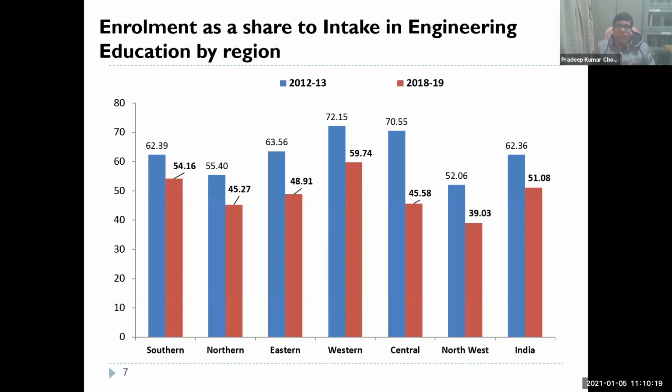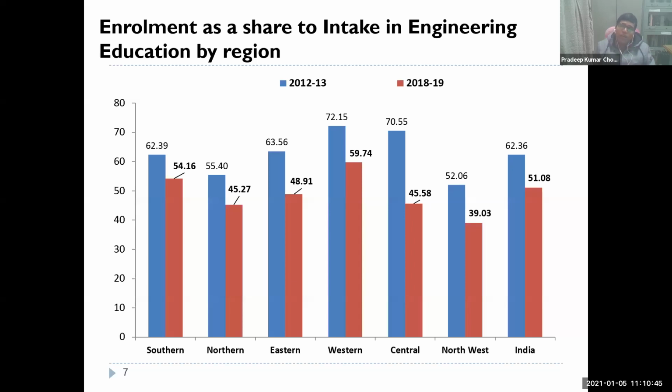It is very high in the western region, that consists of Mumbai and Goa and other states. If you see, 50-60% of the seats are vacant in the western region. Also in the southern region, it is 54%. In the northwest and eastern and all, it is less than 50%, northwest being the lowest at 39%. In 2018-19, the figure is very clear to all of you. I think there is no confusion in this.